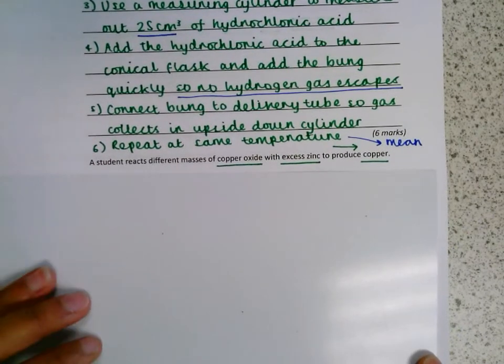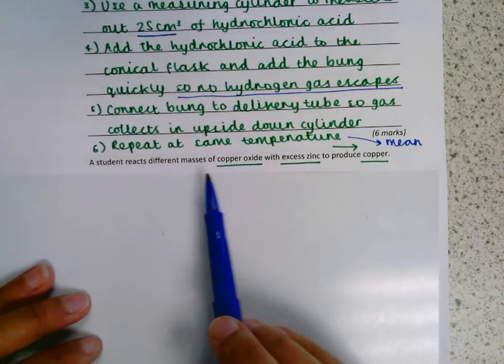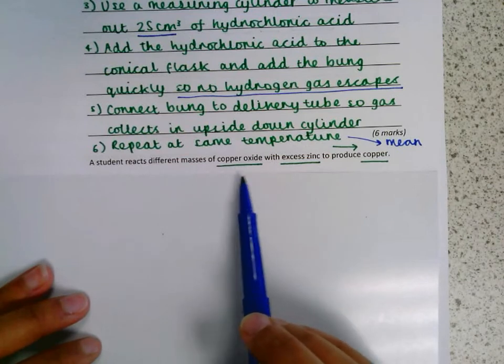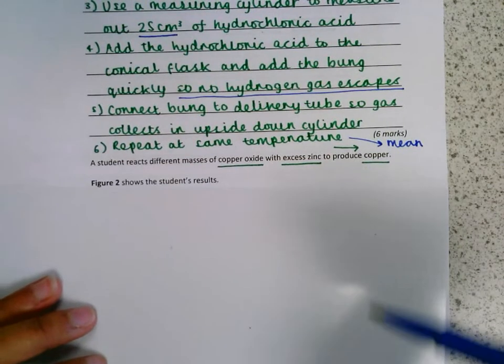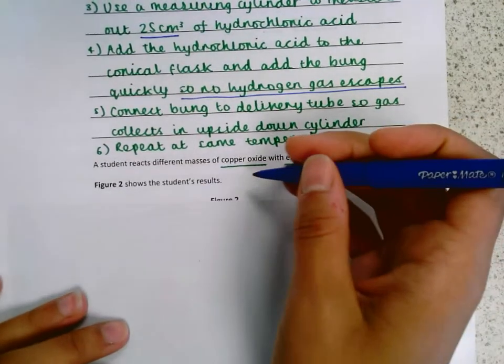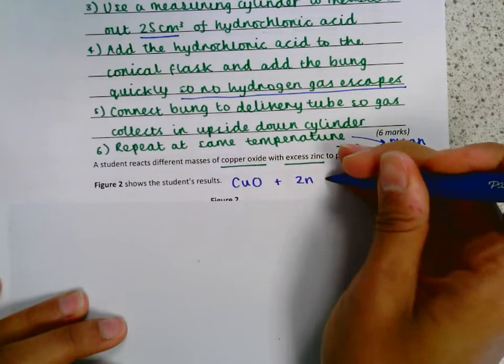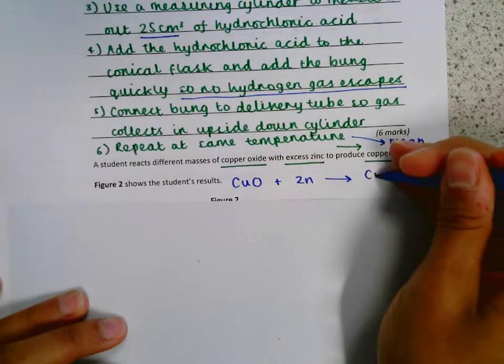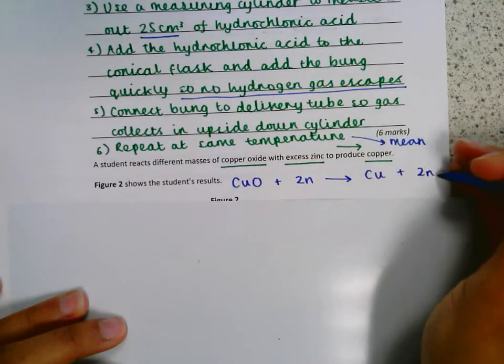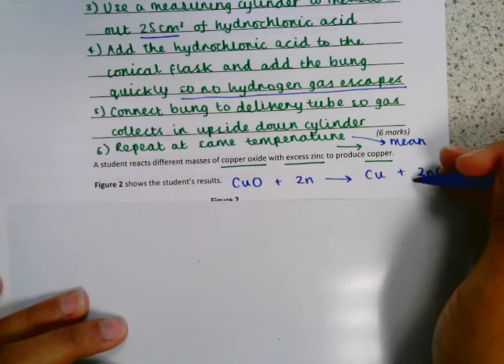A student reacts different masses of copper oxide, so a base, with excess zinc. Okay, so this is displacement. So we've got CuO plus zinc changes into Cu plus, and it'll be zinc oxide, but they haven't mentioned this bit. You don't have to worry about that.